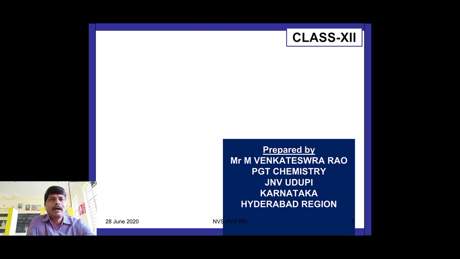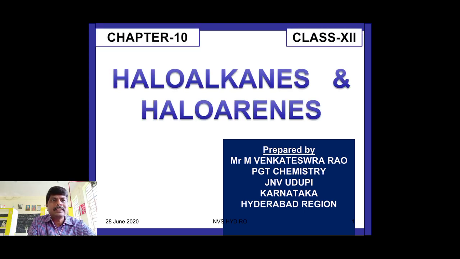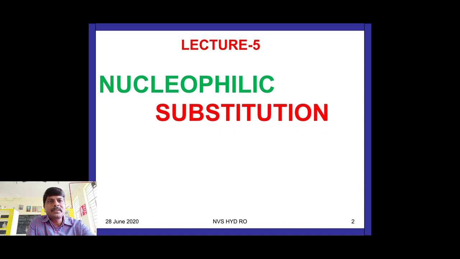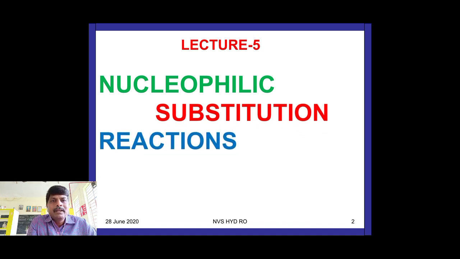Lecture 5 of haloalkanes and haloarenes chapter. So in the previous class I explained to you about optical isomerism. Now we are going to discuss nucleophilic substitution reactions.